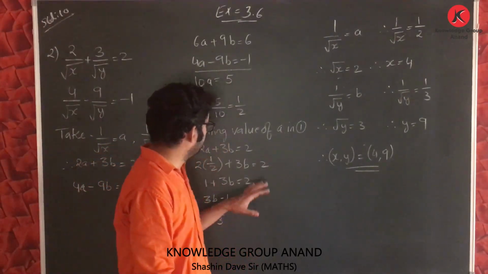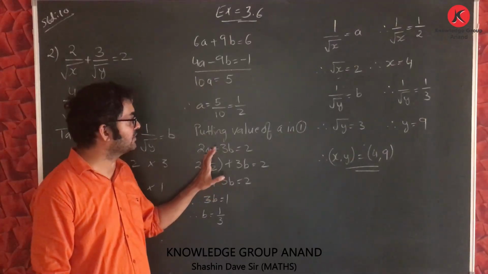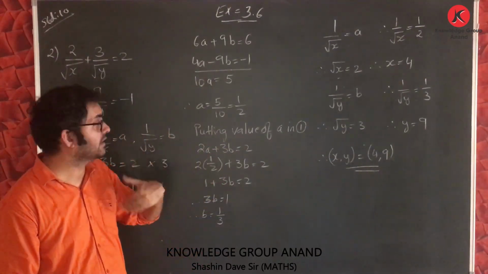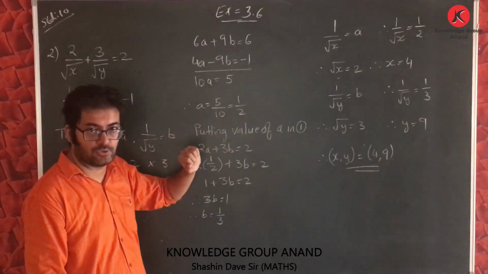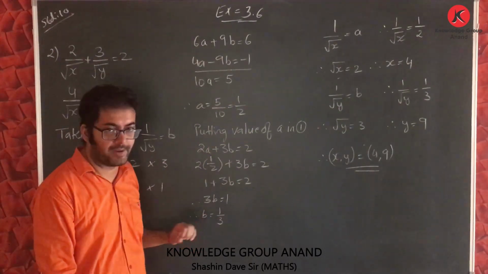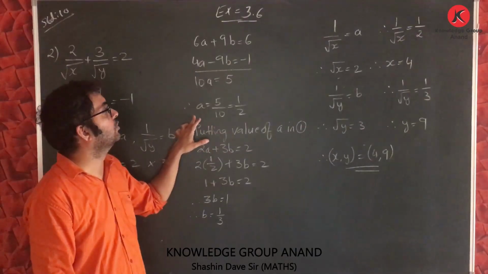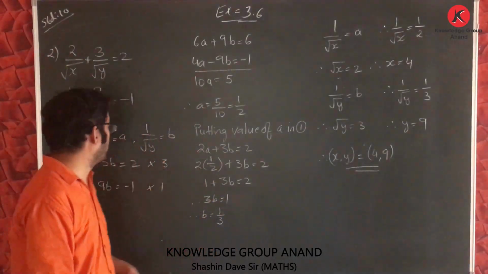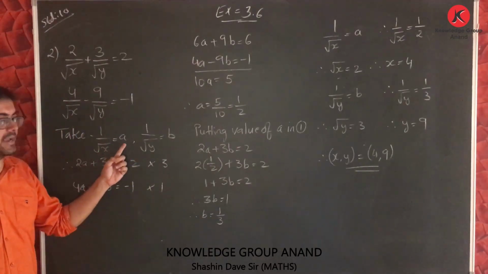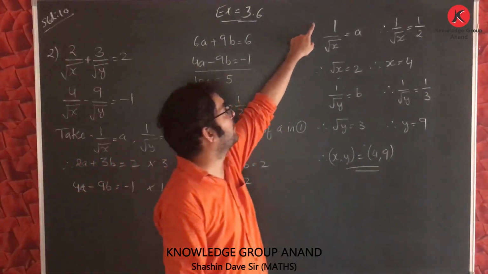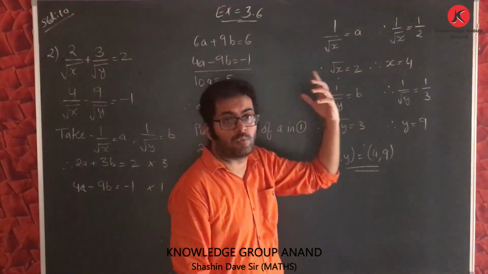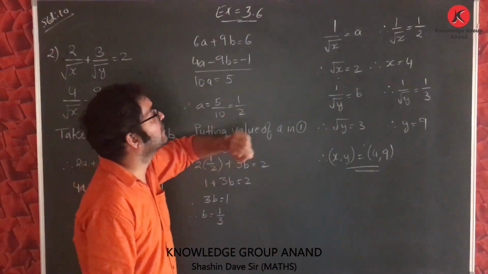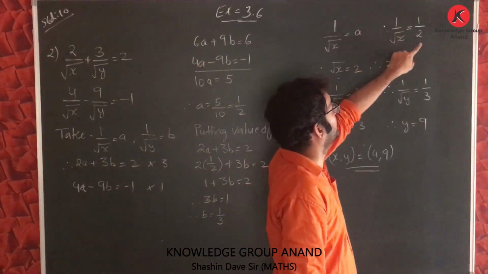So dear friends, we substituted the value of a in equation number 1 and got the value of b as 1 by 3. Here the value of a was 1 by 2. The value of b is 1 by 3. So to find the value of x and y, we will go to the assumption part. What was our assumption part? 1 upon root x is equal to a. But what is the value of a? Value of a is 1 by 2. So 1 upon root x is equal to 1 upon 2.